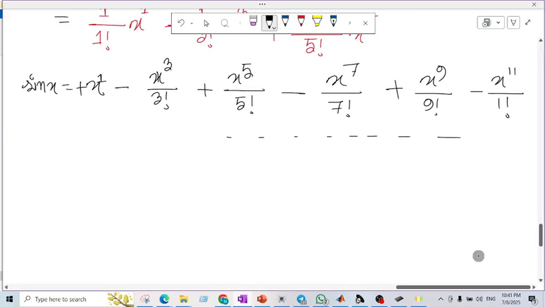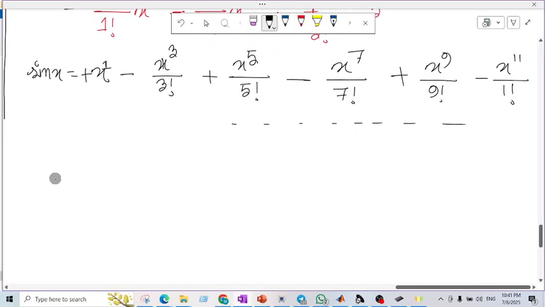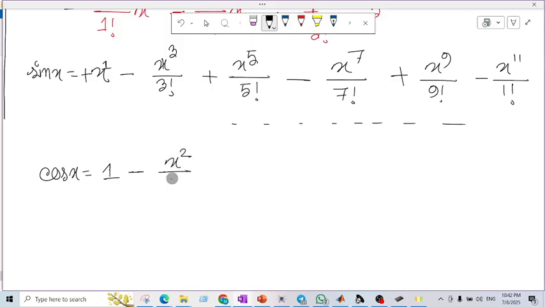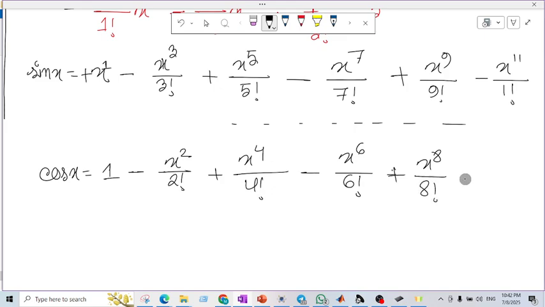Similarly, let's find cos x. What will be the cos x? It is simply first 1, then you will get 1 minus x squared divided by 2 factorial. Here you have the even numbers, whereas for sin x you write the odd numbers. Then plus x to the power 4 divided by 4 factorial, then minus x to the power 6 by 6 factorial. So I think you understand the pattern. Then x to the power 8 divided by 8 factorial.